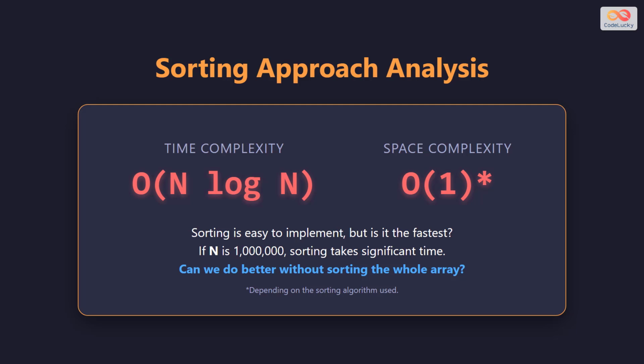Sorting the entire array takes order of n log n time. While this is acceptable for small datasets, it is doing unnecessary work. We are fully sorting the array just to find a single element. If n is very large, this approach becomes too slow.